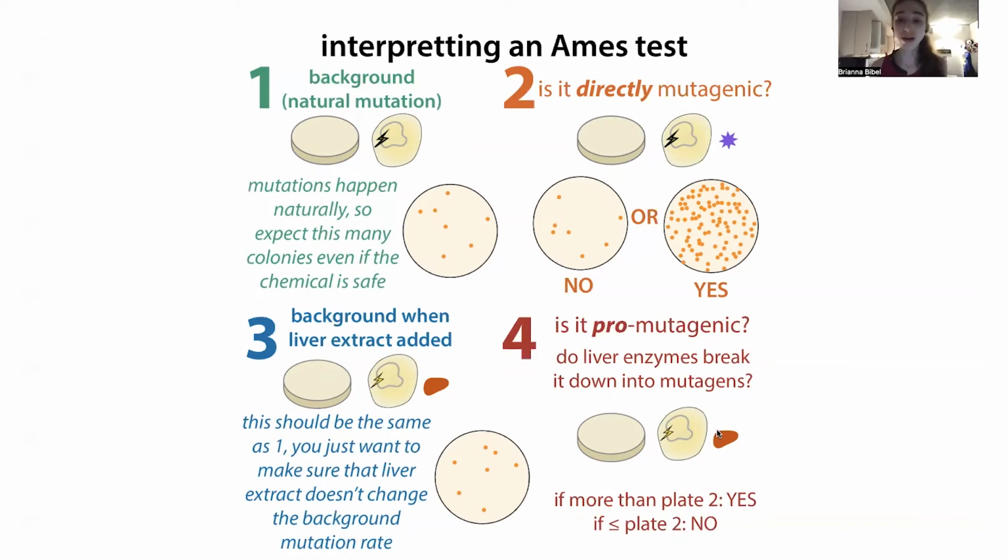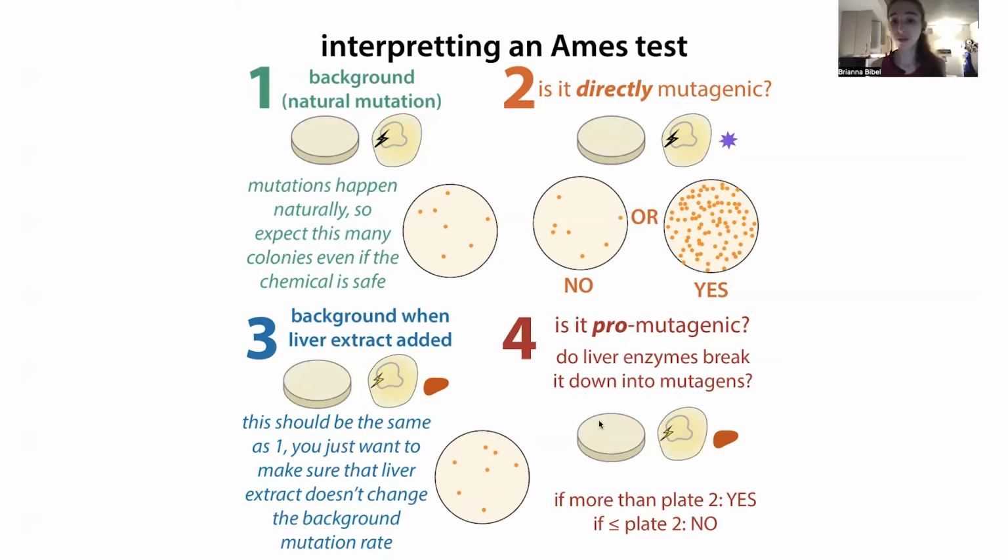And what you would do is add this extract to the chemical and allow the chemical to get modified, to see if the modified form would then cause mutations. Then you're going to want to compare this to a different control. This would be like your background control here, except here you also have the liver extract, just to make sure that the liver extract itself isn't changing the background mutation rate. So you have a direct comparison.